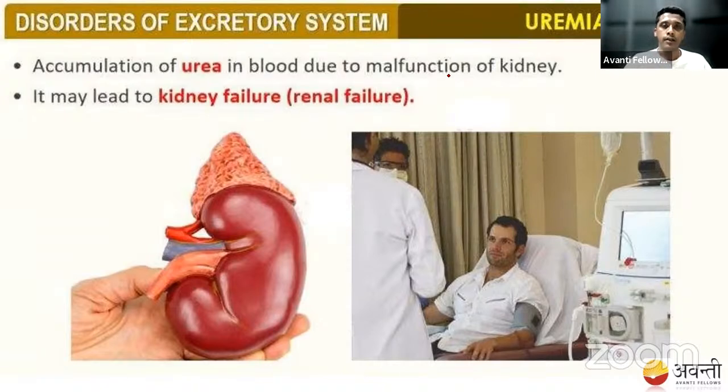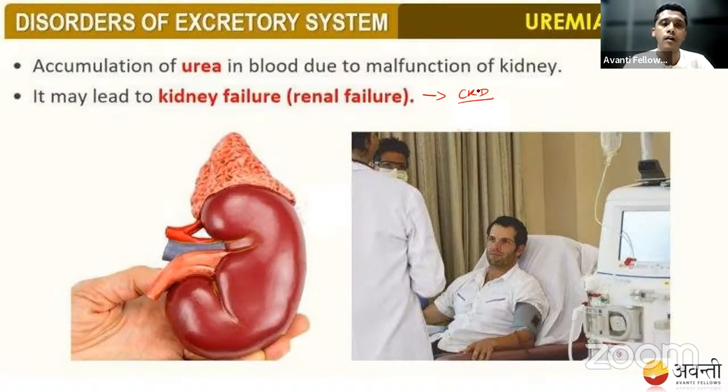Okay, let's study about disorders of the excretory system. The first one we are going to study is uremia. So what is uremia? What happens is that when urea keeps on accumulating in the blood, it leads to a problem called kidney failure. This kidney failure is also called CKD or chronic kidney disease, where a person will have both kidneys failed and the kidneys will not be able to function normally. So this is a very big problem. Why?